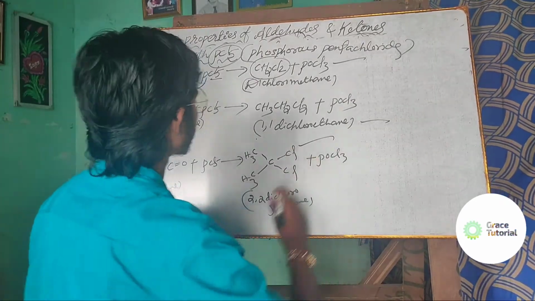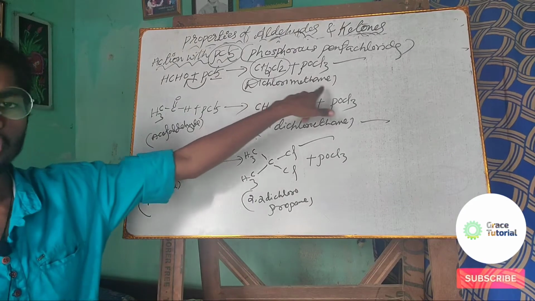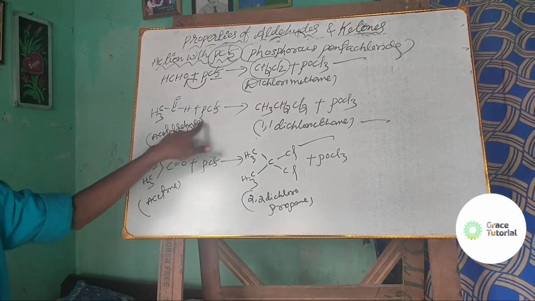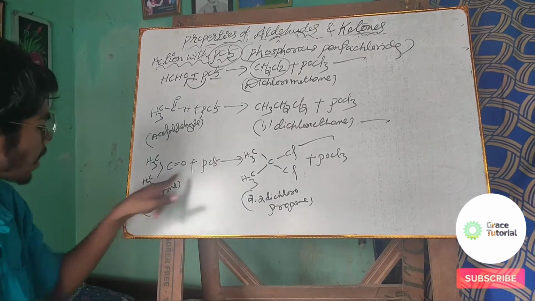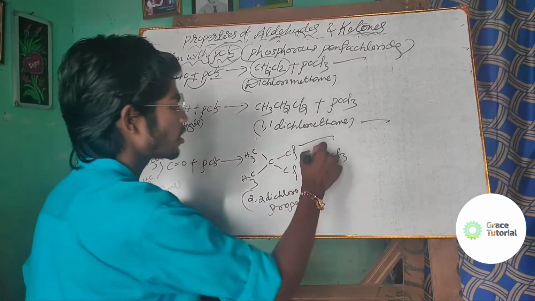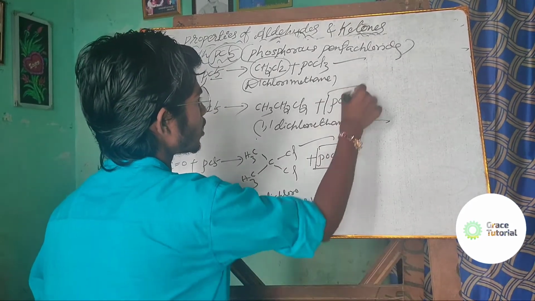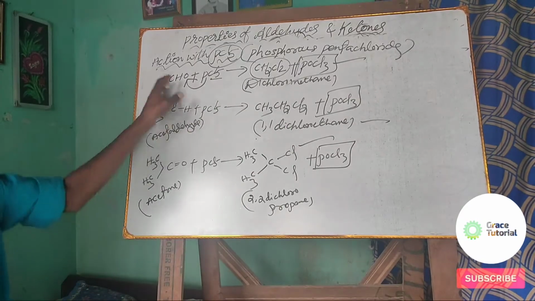2,2-dichloropropane is obtained. So if PCl5 reacts with formaldehyde, dichloromethane is obtained. If PCl5 reacts with acetaldehyde, 1,1-dichloroethane is obtained. If PCl5 reacts with acetone, then 2,2-dichloropropane is obtained with the removal of POCl3. So this is the action with PCl5.